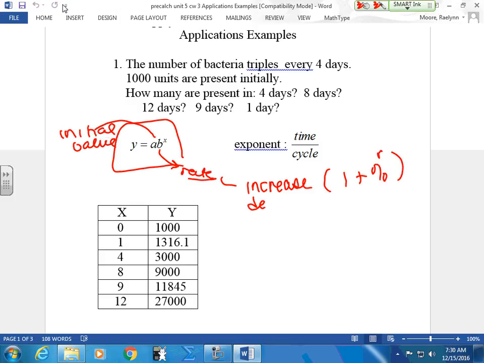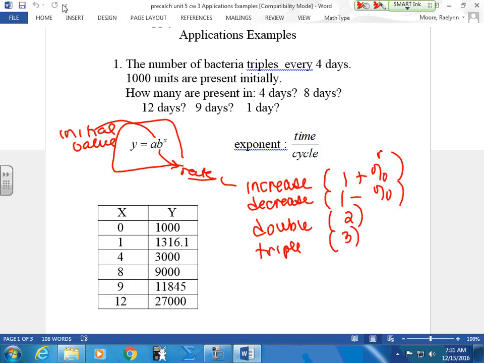If you have a decrease, write these down because this is going to be helpful. It's going to be 1 minus this rate. If you have a double, then B is going to be equal to 2. We're doubling. If you have a triple, what do you think it is? 3. If you have a half life, 0.5, okay, so 1/2. Good. So these are things that we're going to be looking at. These are what your rates are going to look like.